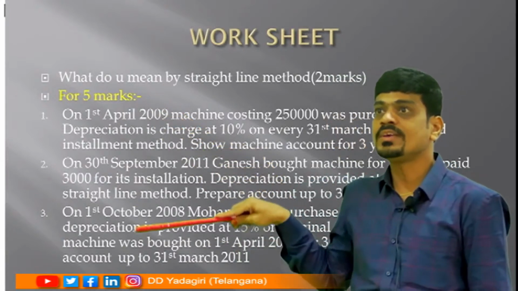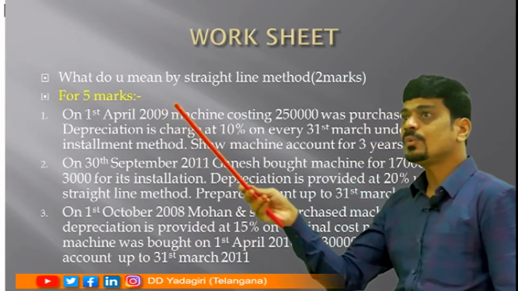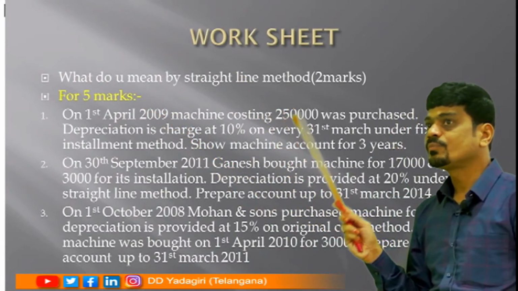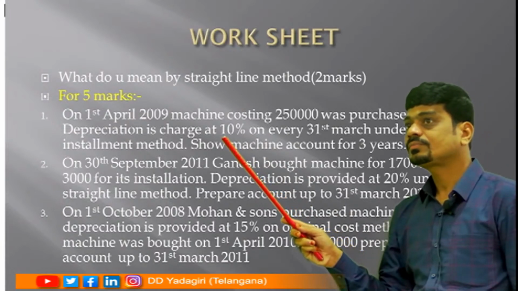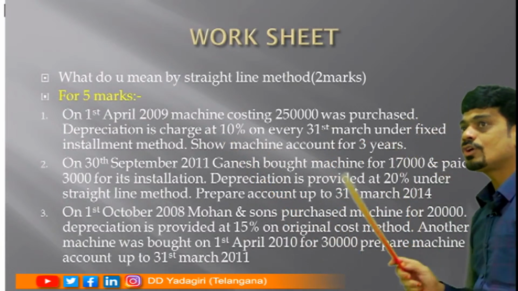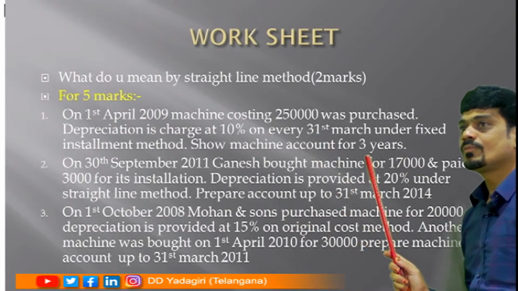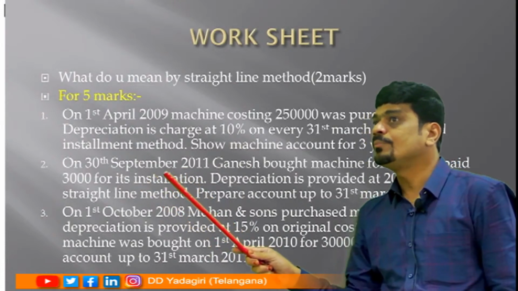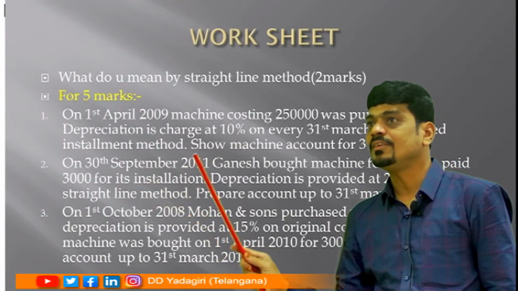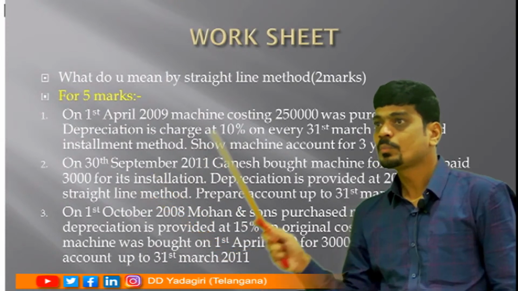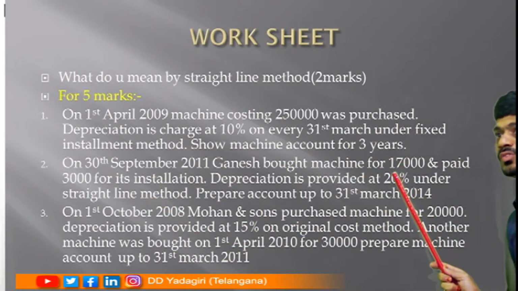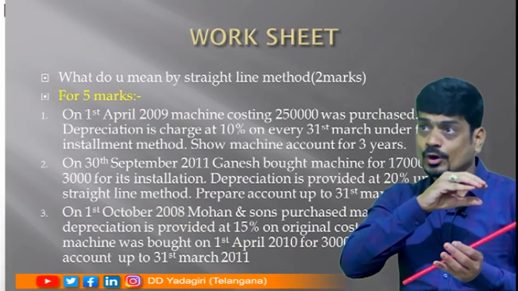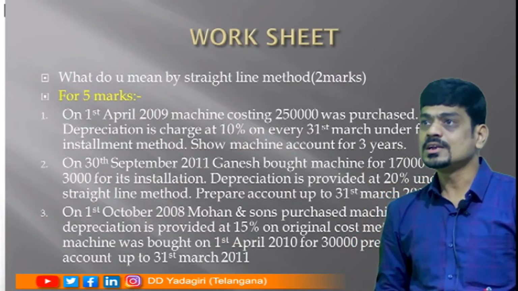Then you see the 3 questions I have formulated. First question: April, 2,50,000, rate is 10%, method is fixed installment method, and 3 years. Hope you all will do it. Then second: 30th September, which we'll convert to 1st October. For how much did we buy? 17,000. How much did we pay? 3,000. The same 3 questions I did for you in the class, I am giving you as revision.